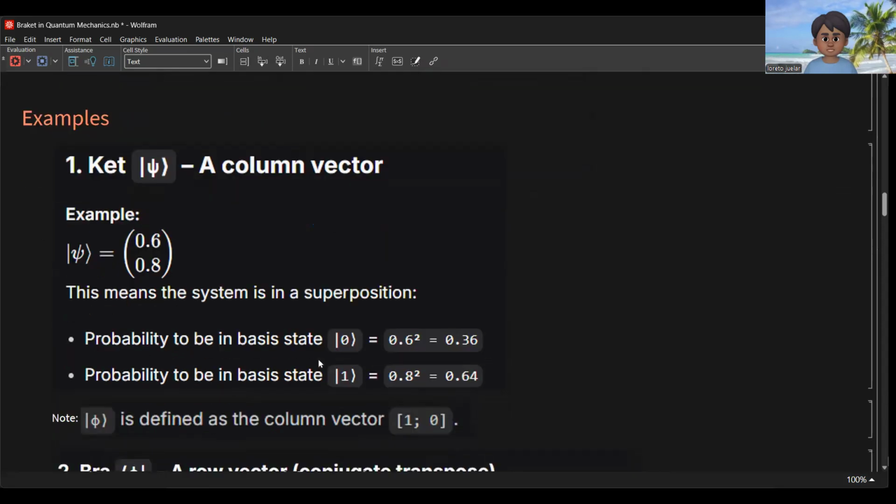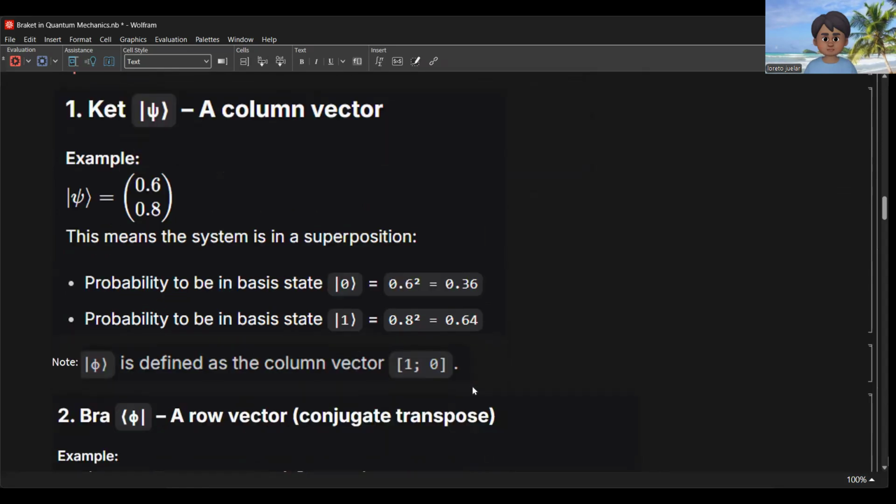So the probability to be in basis state 0 is 0.6 squared, equal to 0.36. The probability to be in state 1 is 0.8 squared, equal to 0.64. So note that the ket of phi is defined as the column vector (1, 0).